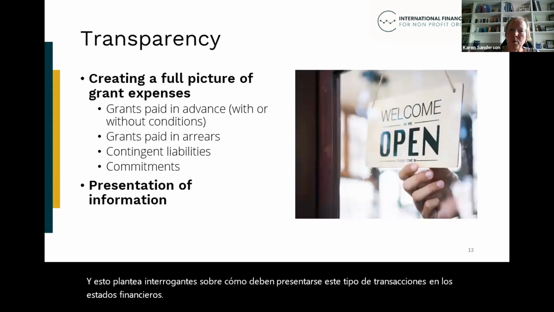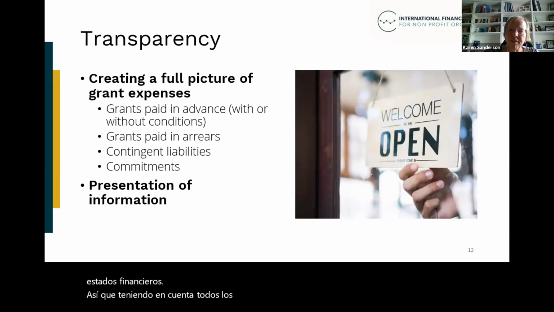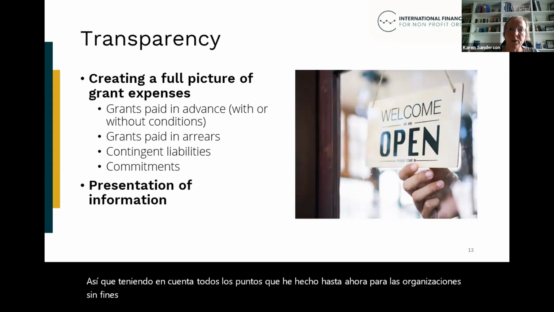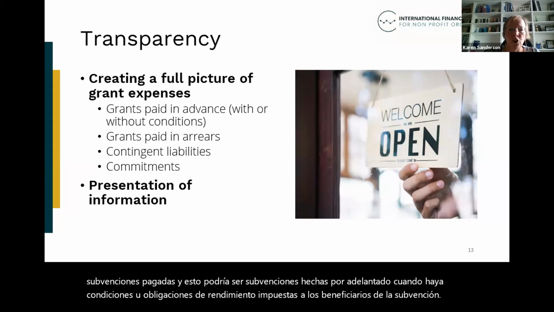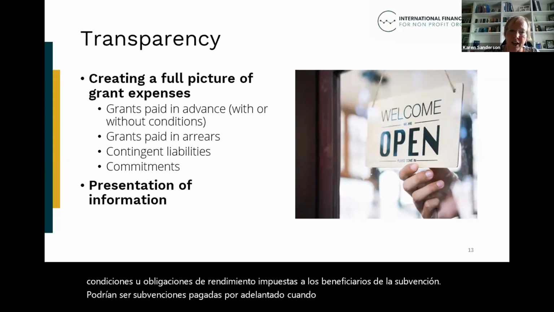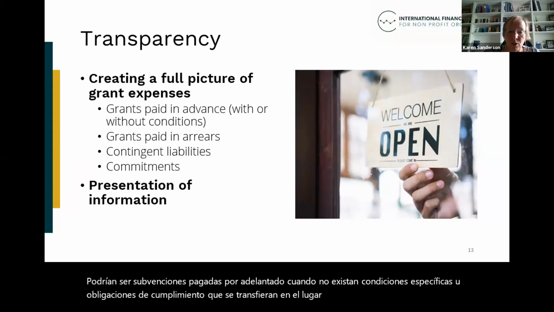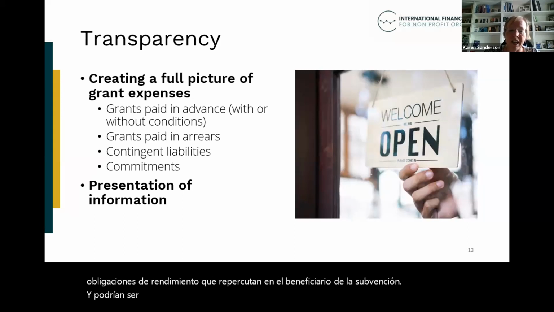So taking account of all the points that I've made so far, for a non-profit organisation that awards grants as a grantor, grants could comprise grants paid, and this could be grants made in advance where there are conditions or performance obligations placed on the grant recipients. They could be grants paid in advance where there are no specific conditions or performance obligations placed on the grant recipient. They could be grants paid in arrears where there are specific conditions which have to be met, or they could be grants paid in arrears where there are no conditions.